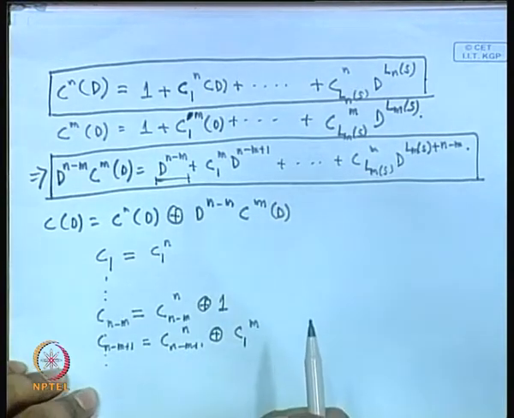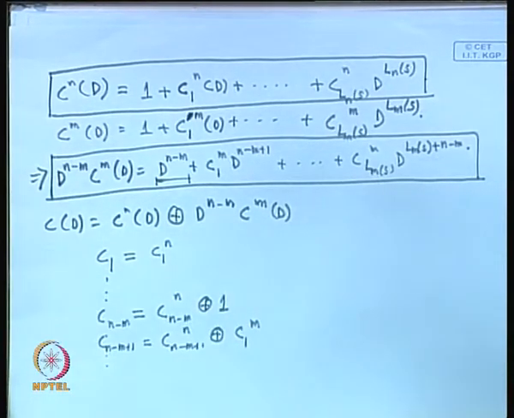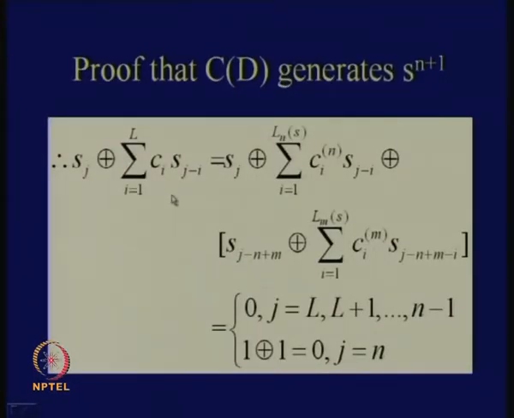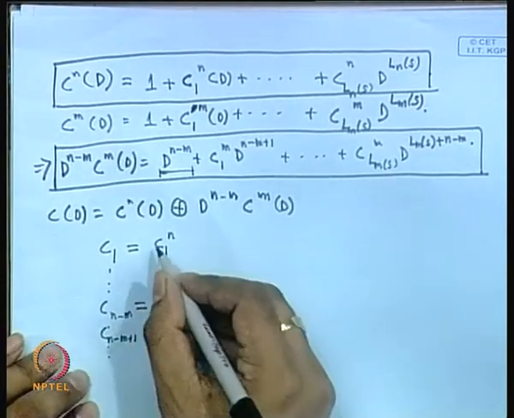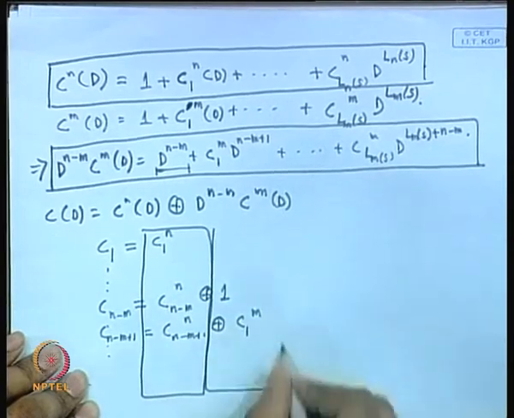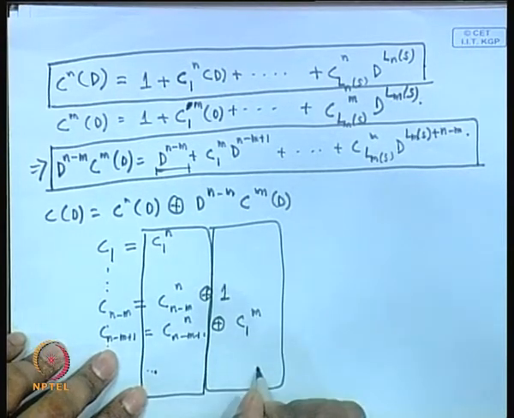Now you note that if I need to find the corresponding discrepancy value, I shall be interested in computing this value, Sj XORed with sigma Ci Sj minus i, where i runs from 1 to L. I need to ensure that this is equal to 0 for j running from L to n minus 1, for all the values. You note that I can write this as two separate parts, because if you remember, the corresponding coefficient Ci I can write as an XOR of this with this. So this gives you the first part, and this gives you the second part.